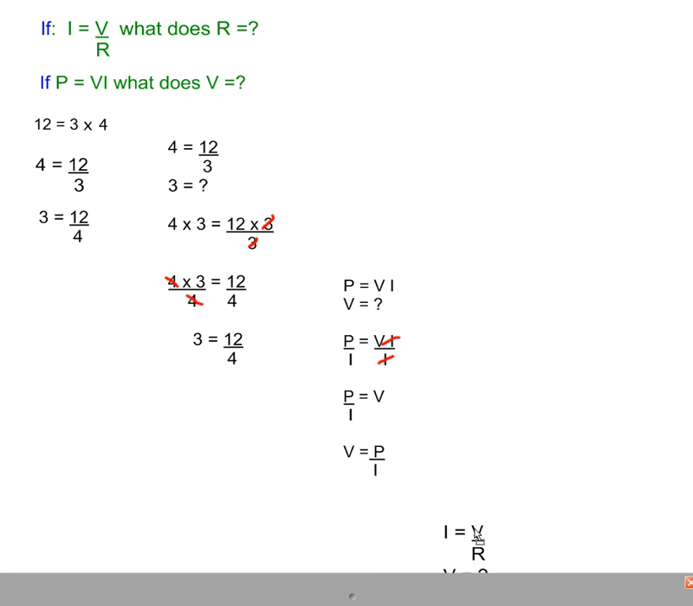Another example may be, if I is equal to V over R, then how do we change it to make V the subject? Once again, we want to get the V and the R separated, so we want to get the R away from the V. And to do that, we can multiply both sides by R and the equation stays the same, and the two R's here cancel each other out, so I'm left with I times R is equal to V. And once again we want to find out what V is, so we just move the equation around to make V the subject.